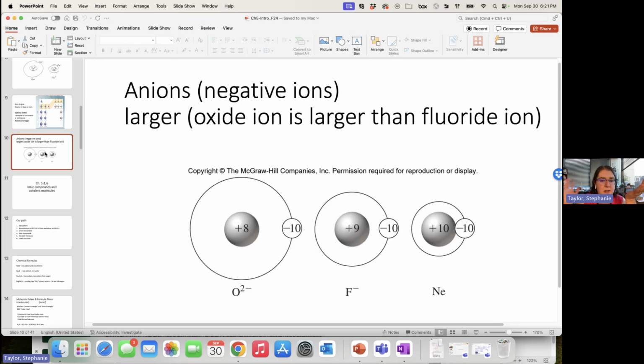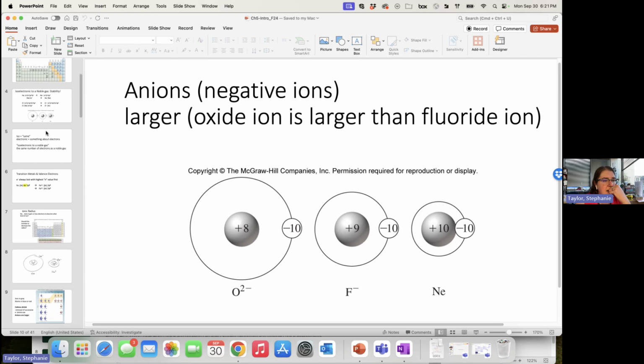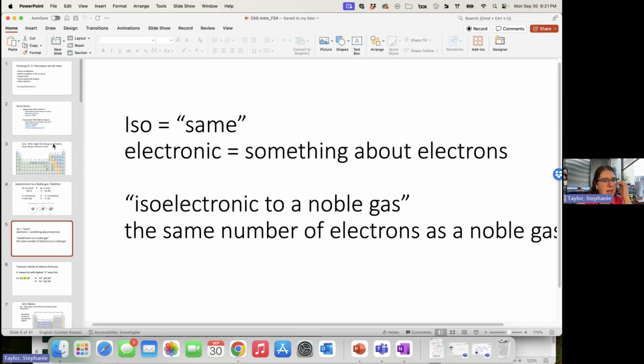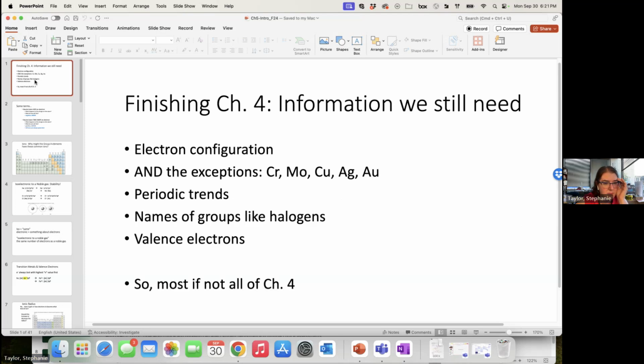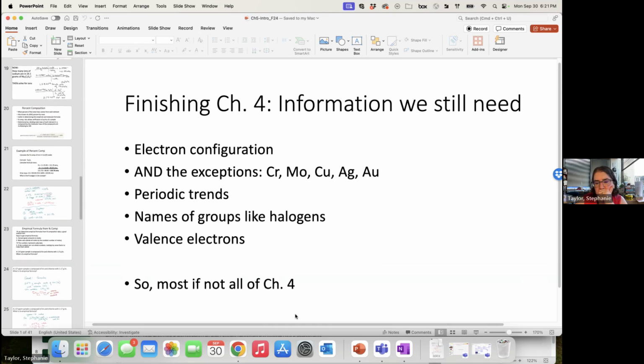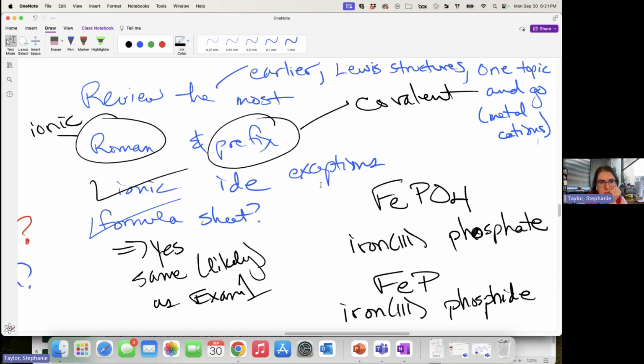We have already talked about ions and sizes, and that's good. We've talked about isoelectronic to a noble gas. I think you guys actually asked questions about the stuff that's in chapter 4 already. Information we still need. Did I ever fix this? I did finally fix this slide. Shoot, need to repost. So yeah, hopefully that is helpful. Some things to review.